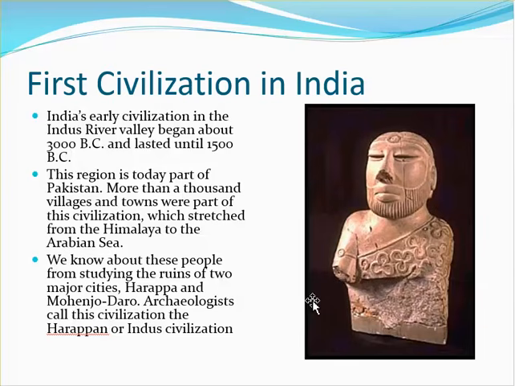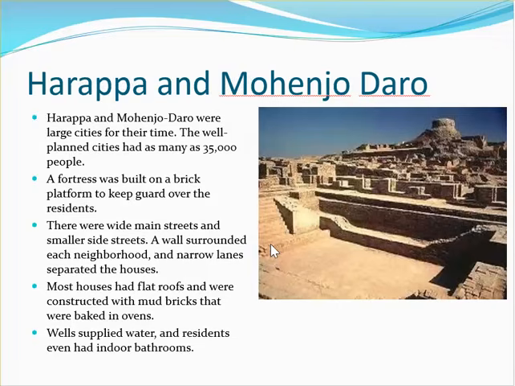Archaeologists call the civilization the Harappan or Indus civilization. So here's even some artwork from the Indus civilization, or the Harappan civilization, as people call it. There's a mighty city called Harappa that was found, and there's another city called Mohenjo-daro, which are both from the same civilization. But these are the two cities that we could look at and go, okay, these people did exist. Let's see what they knew, what kind of technologies they had.